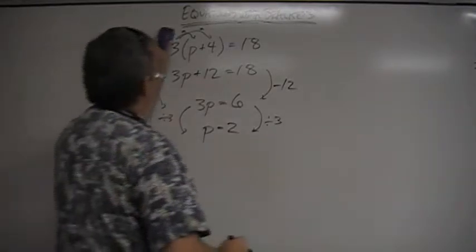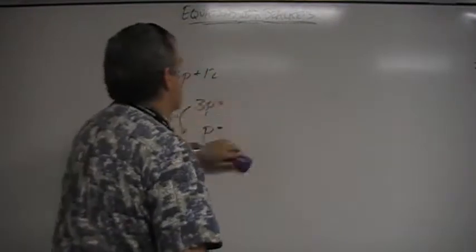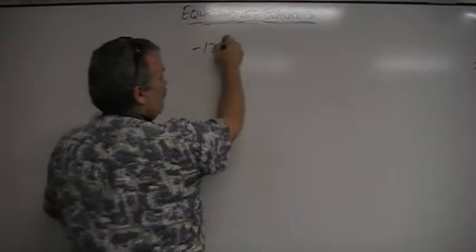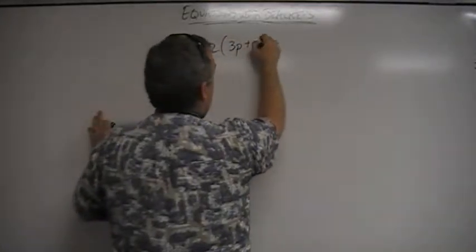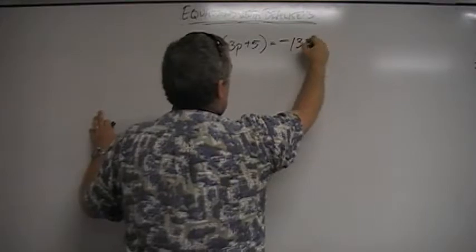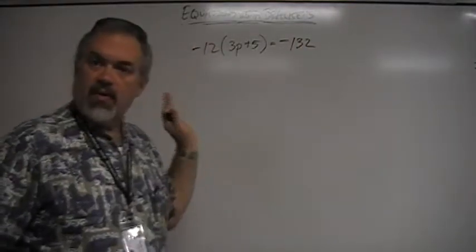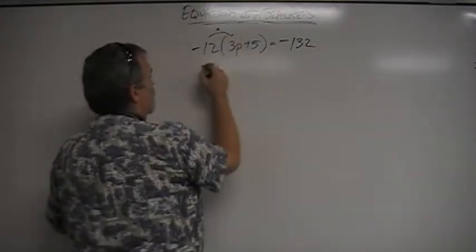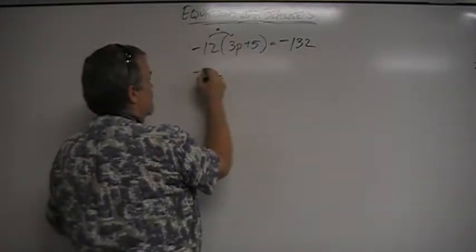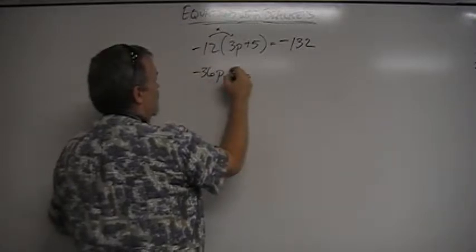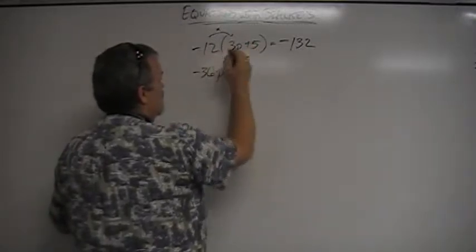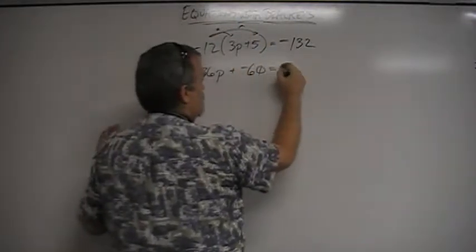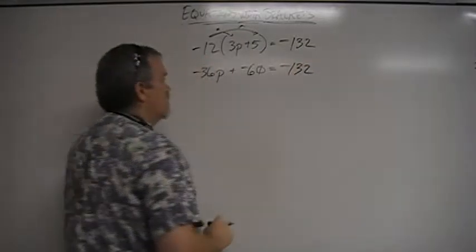Now, we're going to do another one here that is just a slight step harder. Not very much. We'll use minus 12. Minus 12 times the bracket 3p plus 5 equals negative 132. Again, we're going to distribute in first. We multiply, we get negative 12 times 3 is negative 36p plus negative 12 times 5 gives me negative 60, which equals negative 132.